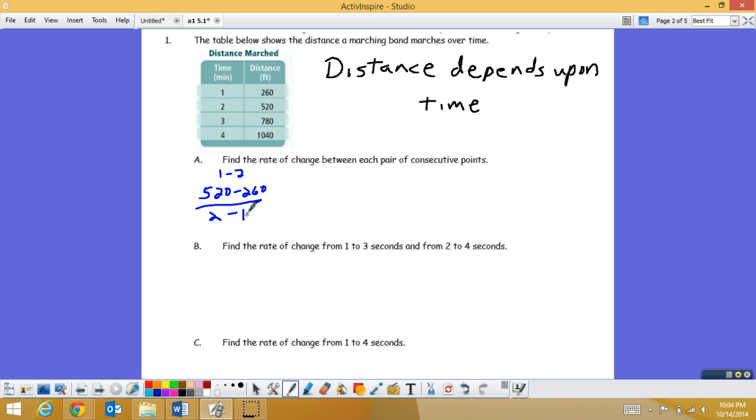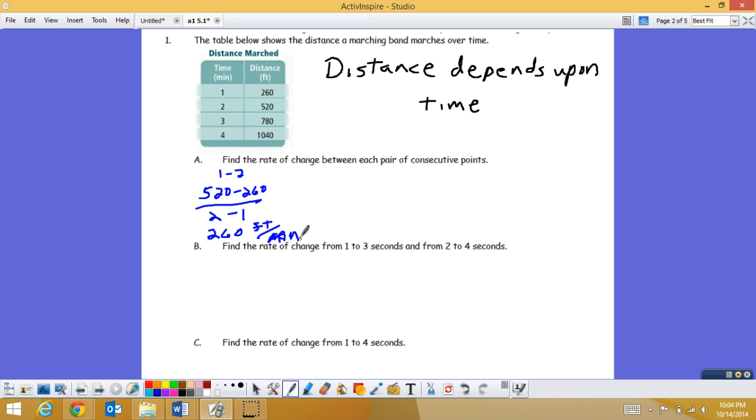Okay, because the change in distance is 520 minus 260, and the change in time is 2 minus 1. So we end up with 260 over 1, or 260, and the rate of change is feet per second. Okay, so from 1 second to 2 seconds, they are basically marching 260 feet per minute. Wow. Okay, 260 feet per second.